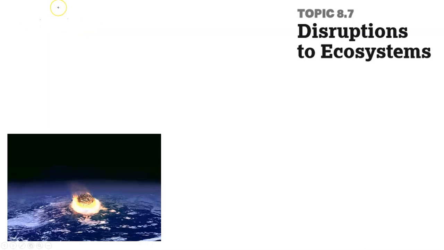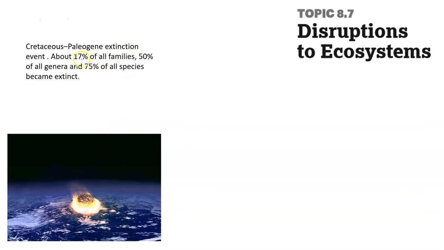Okay. So, if you'll remember, this is a major disruption to the Earth, to the biosphere, really, the entire biosphere. This is what was formerly known as the KT boundary extinction event, now known as the KPG, the Cretaceous Paleogene extinction event. About 17% of all families of species, 15% of all genera of species, and 75% of all species on Earth became extinct due to this meteor impact in the Yucatan. Or at least that's what's theorized right now.